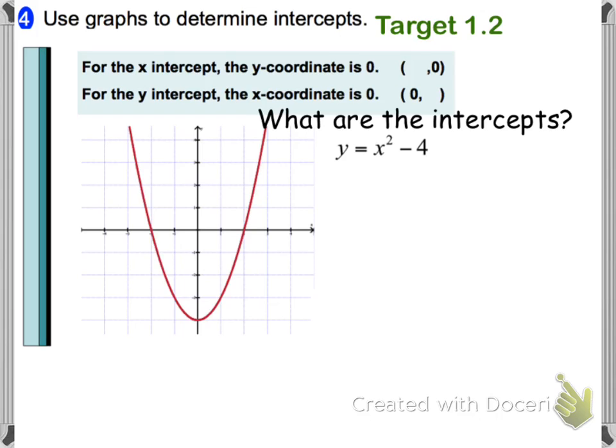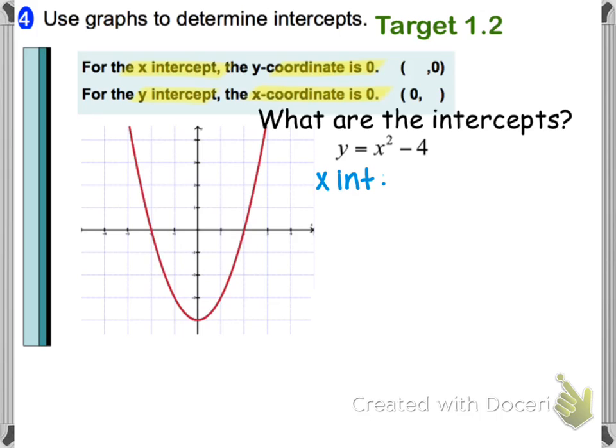And the last objective we're going to discuss today is finding intercepts. We're actually going to find these both graphically and using equations. And again, this is a target, so you want to pay special attention here. First, we want to remember that our x-intercept has a y-coordinate of 0 and our y-intercept has an x-coordinate of 0. So in order to find those graphically, we'll start with the x-intercept.